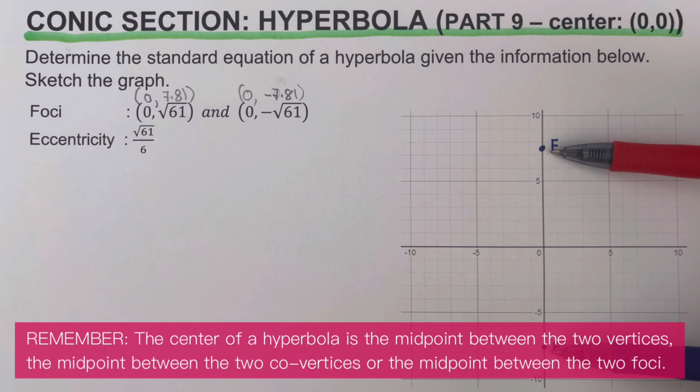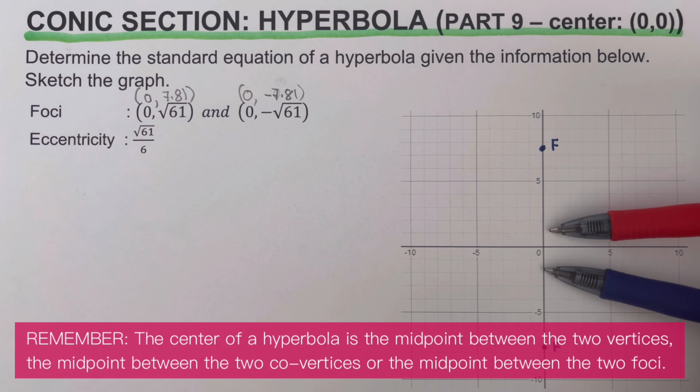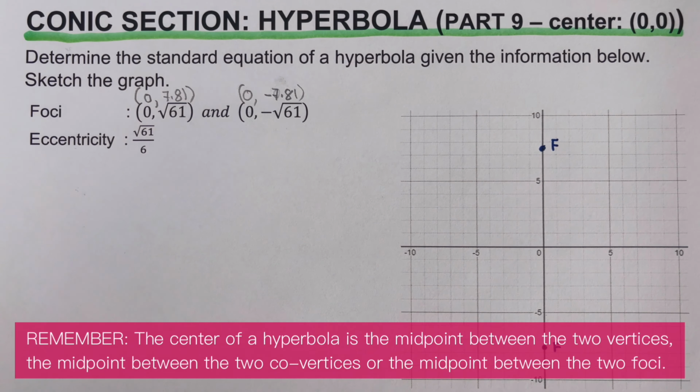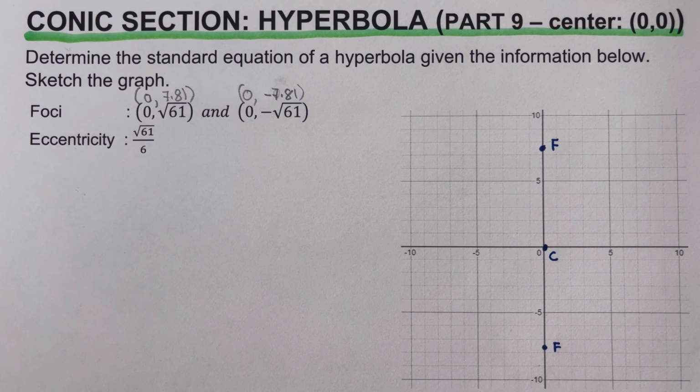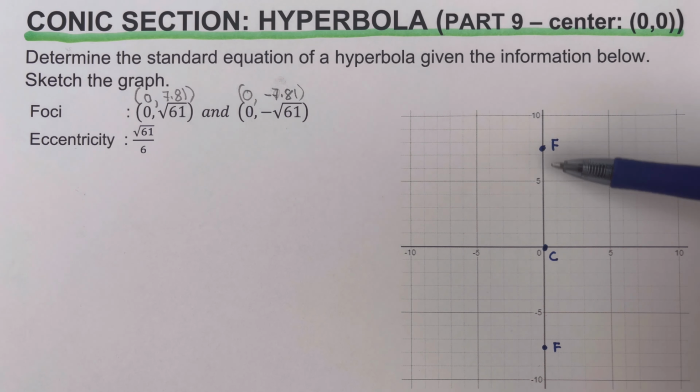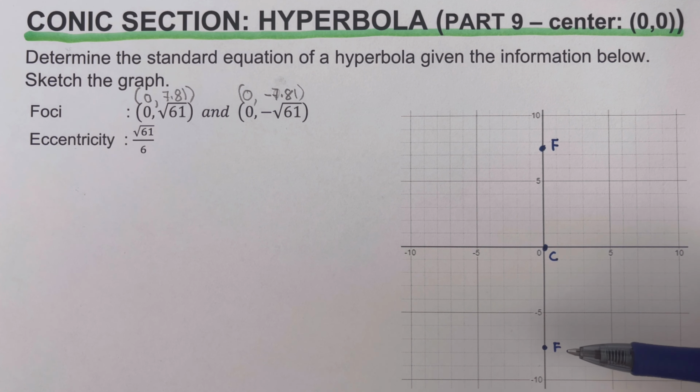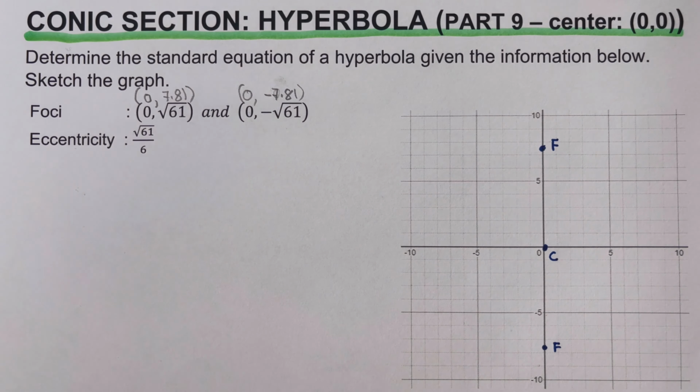So in this problem right here, the midpoint between these two foci, you can use the midpoint formula, but we can count it all the way to the middle between these two, and our center is at 0, 0. So we label that as the center. Now looking at this, since these two foci are vertical relative to each other, we can go ahead and say that this is an example of a vertical hyperbola with center at 0, 0. So I'm going to go ahead and write that information up here.